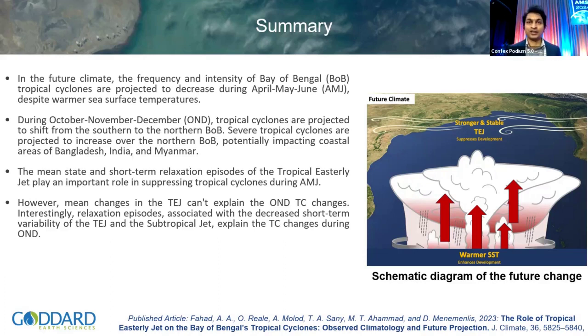So it is very important to understand how the early warning system will need to change in the future climate and how we can implement this information in our early warning system. The mean state and short-term relaxation episode are both very important for April, May, June, but for the future climate in October, November, December, the short-term variability of the tropical easterly jet is more important.